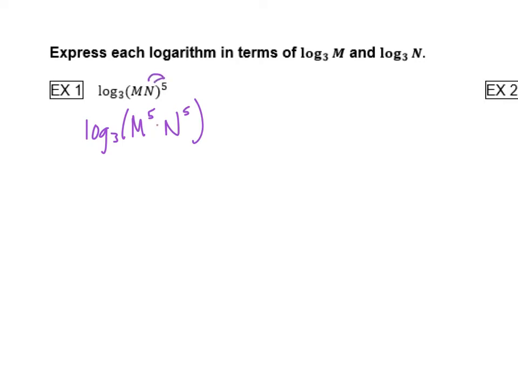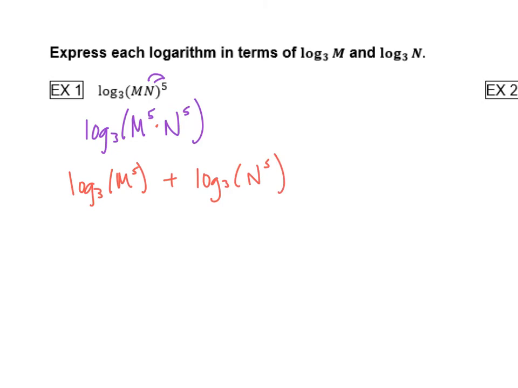Alright, because we were multiplying two things that we were taking the log of, we will separate them with addition. So we have log base 3 of m to the 5th plus log base 3 of n to the 5th.